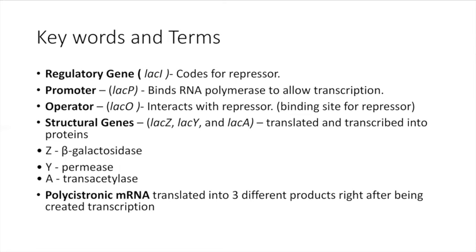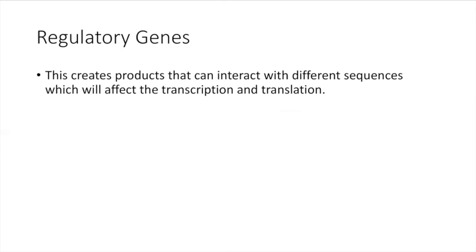And then we have our polycistronic mRNA, which is translated into three different products right after being created by transcription. Our regulatory genes create products that can interact with different sequences, which will affect the transcription and translation.